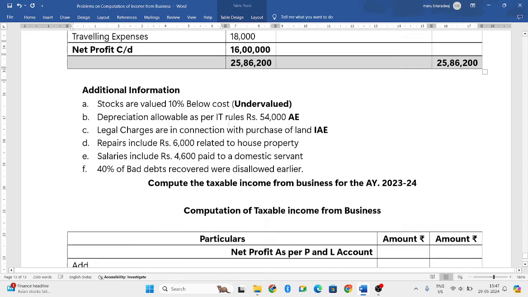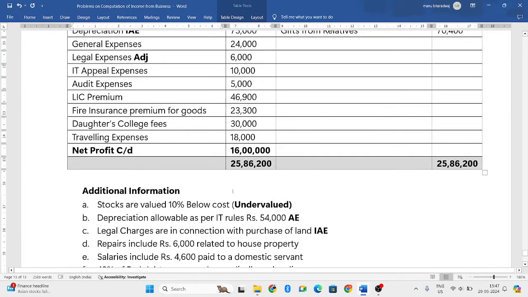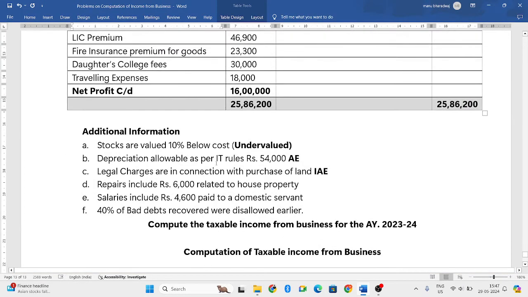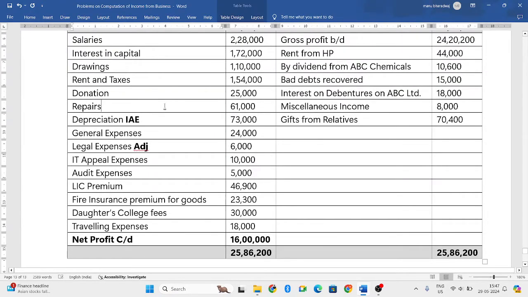So now if you look at the P&L account, repairs is 61,000, out of which 6,000 rupees is related to house property, which is completely inadmissible. It is inadmissible expenses. So under the repair section I will write it as adjustment.